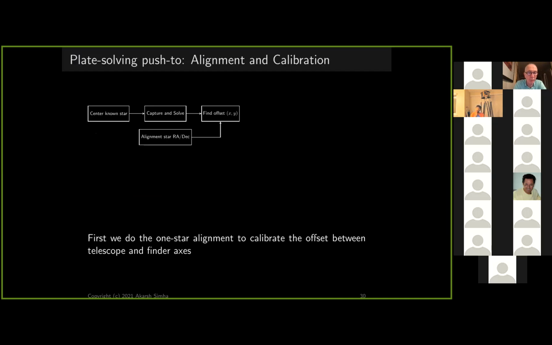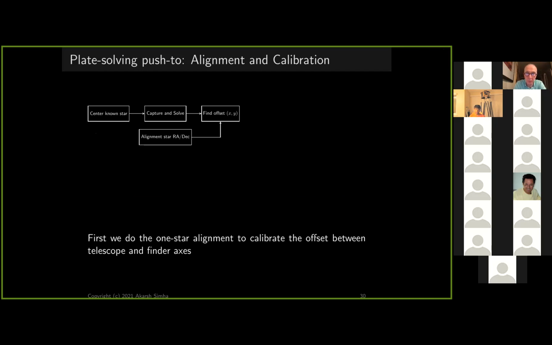So now, let me explain how I do the calibration. There are 2 things to calibrate, which means I need 2 data points to calibrate the IMU axis to the finder scope axis. The first data point comes for free along with this 1-star alignment that I have to do between the telescope and the finderscope axis.